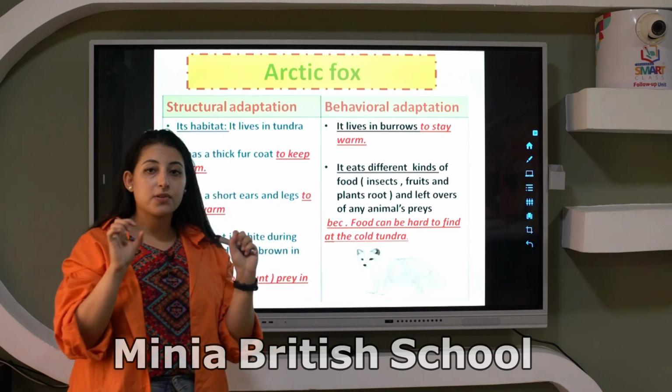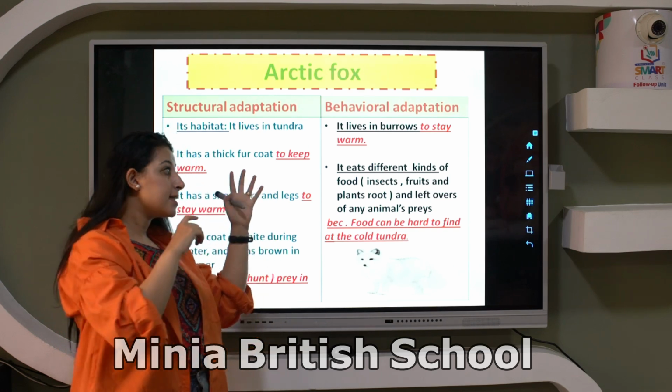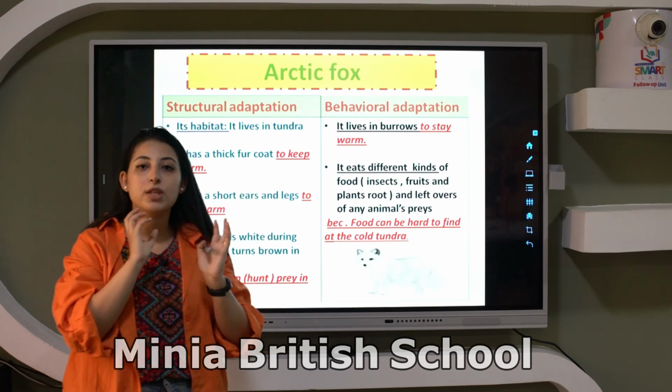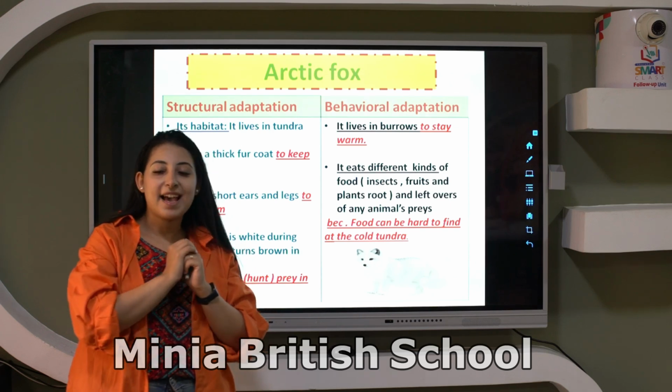Okay, make a comparison at home, draw it, and write these items to differentiate between them. Okay, it's our homework at home.